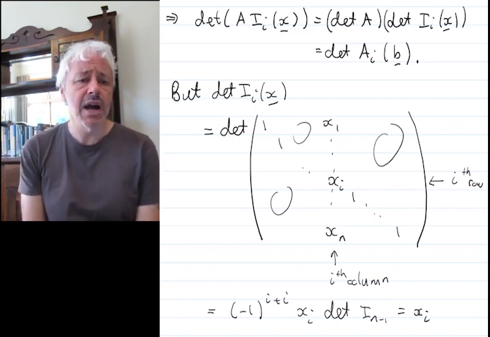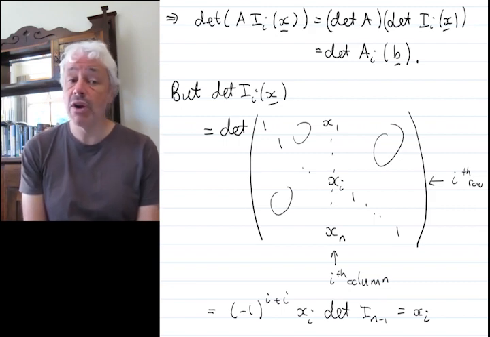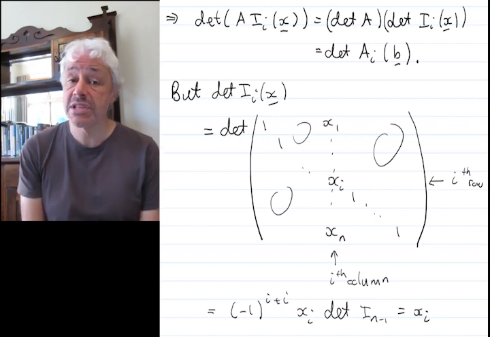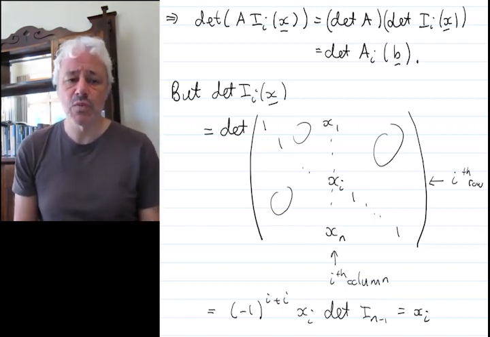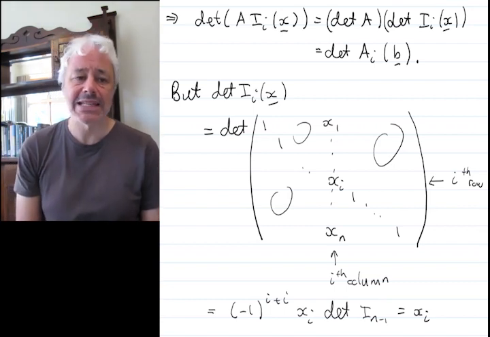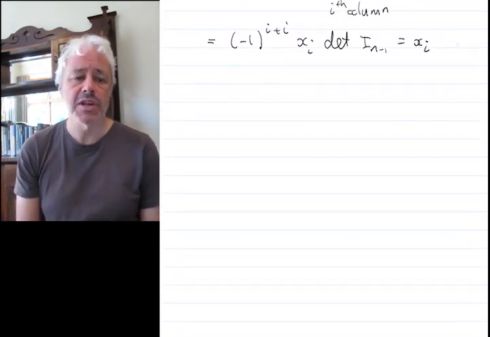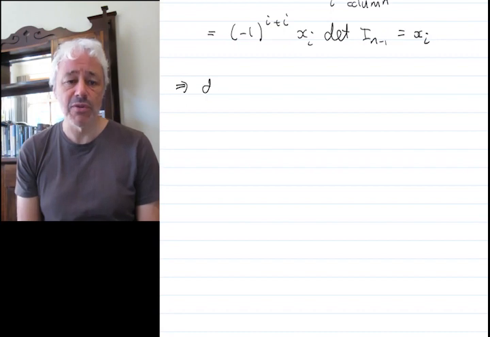That gives me minus 1 to the i plus i, that's my plus minus part, times x_i, times the determinant with row i and column i crossed out. Well, that crosses out nearly everything. There's only the identity matrix left. Its determinant is 1. Altogether I get x_i. Move the determinant to the other side and we get Cramer's rule.